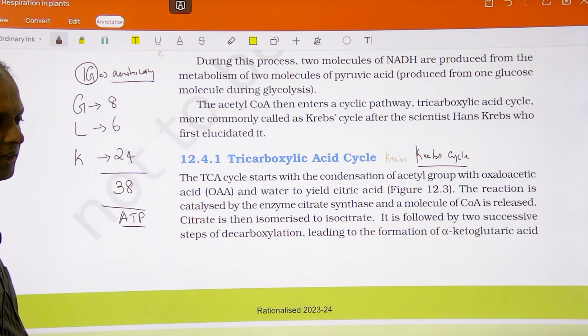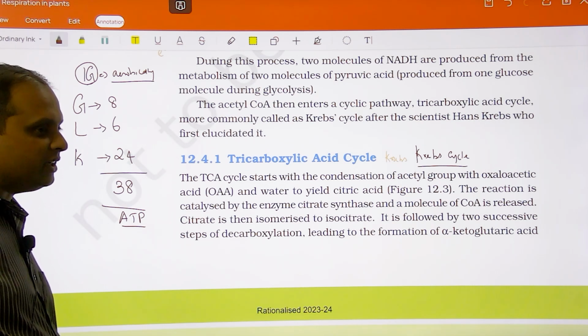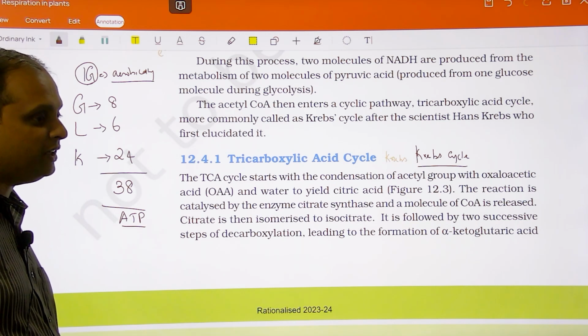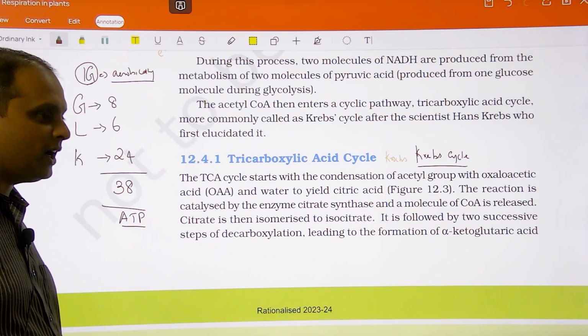38 ATP. So one molecule of glucose is going to yield you how many ATP? 38, provided it undergoes aerobic respiration. Things are going to be completely different for anaerobic.